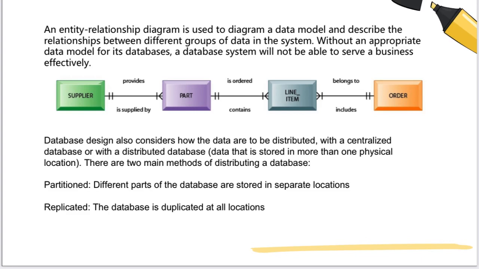Database design also considers how the data are to be distributed, with a centralized database or with a distributed database, which is data that is stored in more than one physical location. There are two main methods of distributing a database. First one is partitioned, where different parts of the database are stored in separate locations. And second is replicated, where the database is duplicated at all locations. So these are the two methods of distributing a database. That's all for topic 6.2.